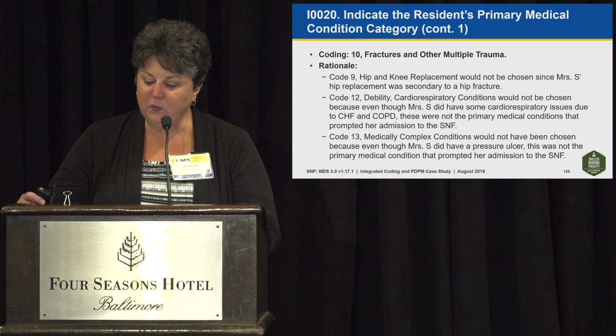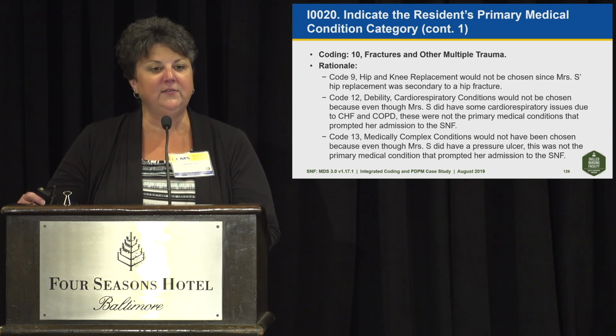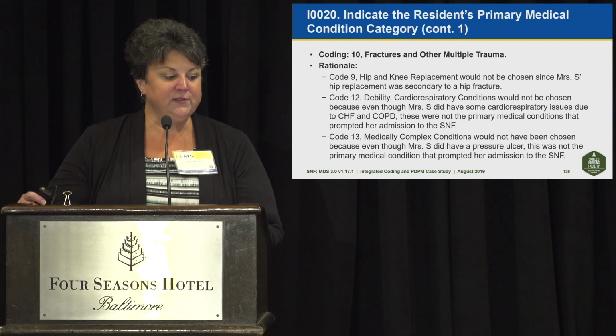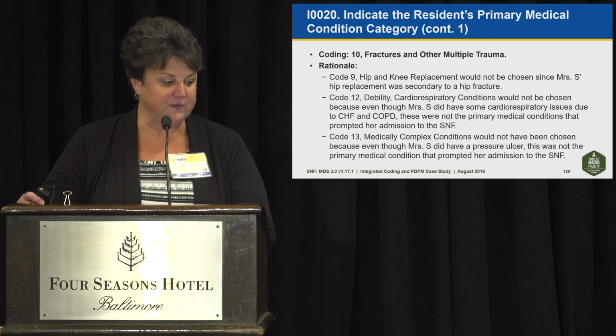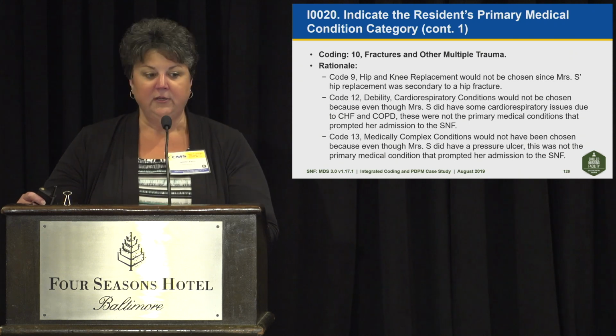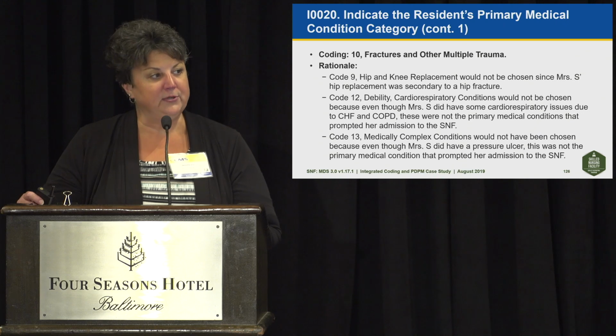And what we have here is why we wouldn't code them. So we're not coding the replacement, because even though she had that, it was secondary to her fracture. And she also does have CHF and COPD, but that's not the primary reason she's in your facility. And again, she has her pressure ulcer that may be considered a medically complex condition, but that's not what prompted her to come to your SNF.